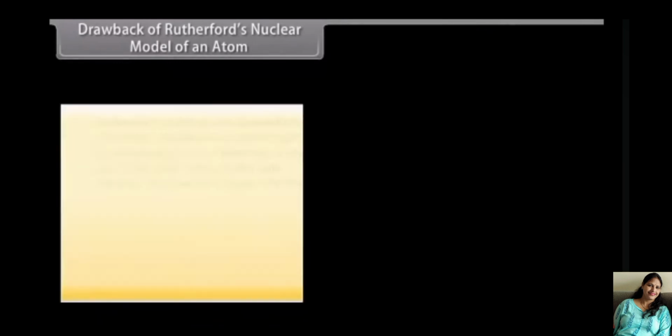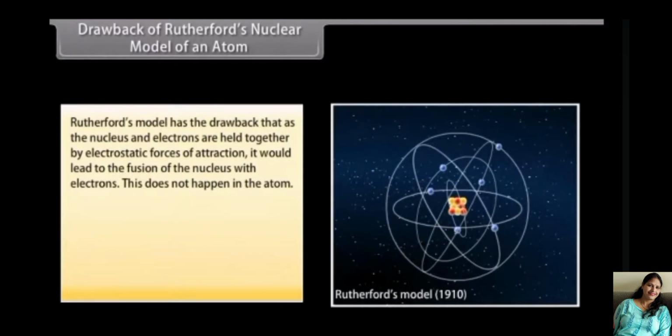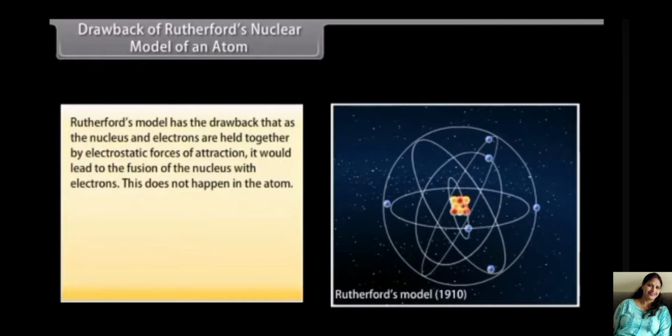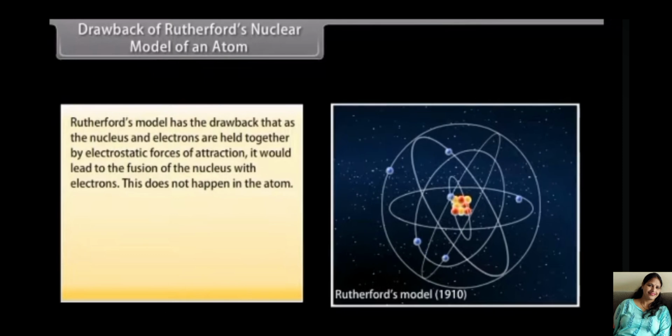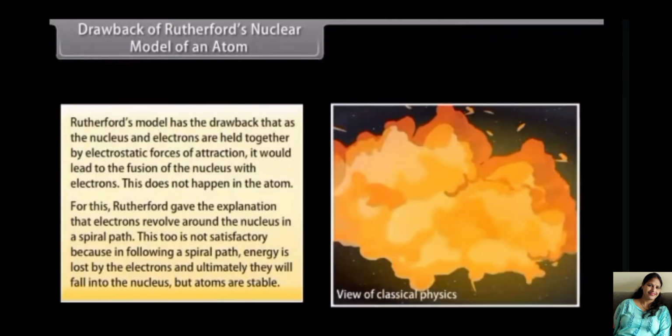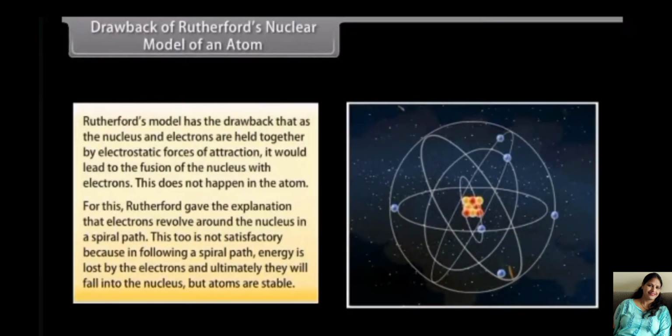Now we will see some drawbacks of the Rutherford nuclear atom model. Rutherford's model has the drawback that as the nucleus and electrons are held together by electrostatic forces of attraction, it would lead to the fusion of the nucleus with electrons. This does not happen in the atom. For this, Rutherford gave the explanation that electrons revolve around the nucleus in a spiral path. This too is not satisfactory because in following a spiral path, energy is lost by the electron and ultimately it will fall into the nucleus. But atoms are stable. So this is the drawback of Rutherford model.